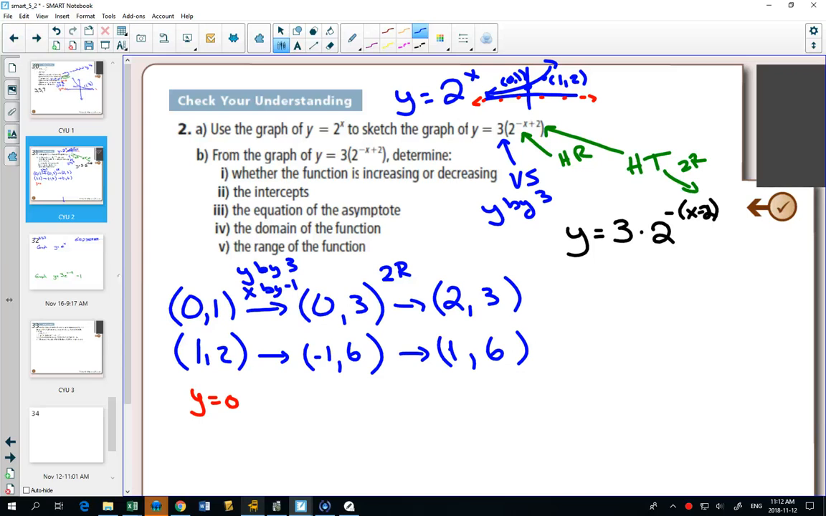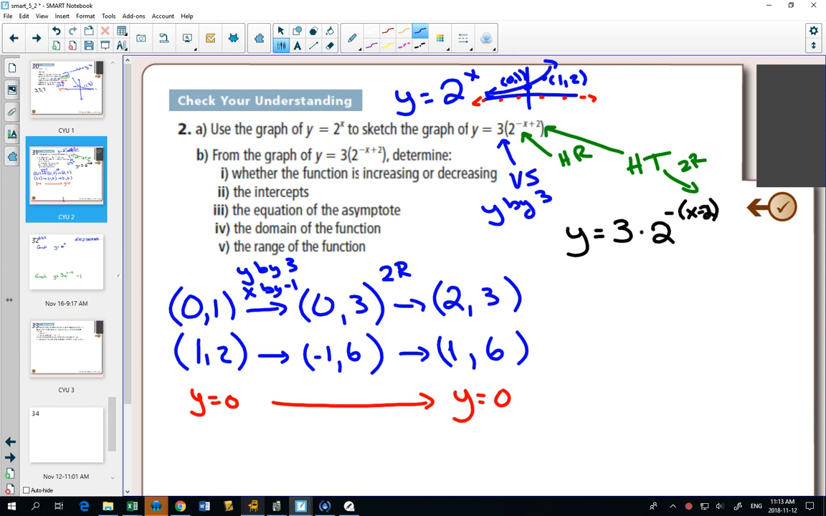And what happens to our asymptote? What happens to y equals 0 when you multiply things? Nothing. Can you see that anything you do to the x will not affect y equals 0? Only things that happen to y. In fact, the only thing that's going to affect that asymptote at y equals 0 is if you move it up or move it down. Stretching or compressing, since it starts at 0, doesn't make a difference. So in this case, that asymptote stays the same.